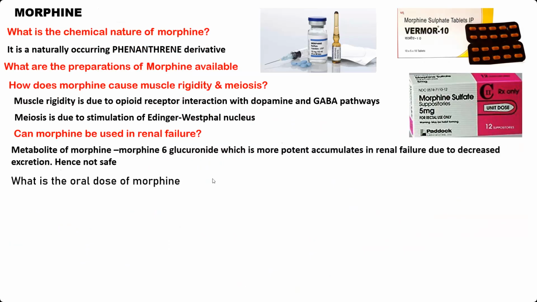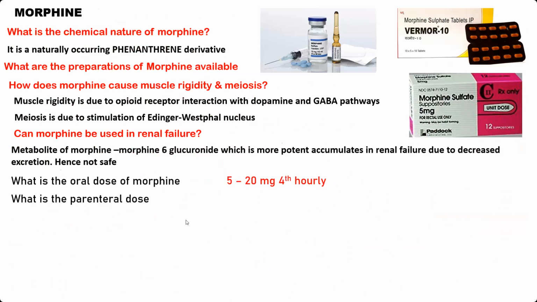What is the oral dose of morphine? Usually 10 milligrams, given for palliative care in cancer patients. 5 to 10 milligrams, 5 to 20 milligrams 4th hourly. Okay, so that much high dose can be given for palliative care patients with intractable cancer pain.